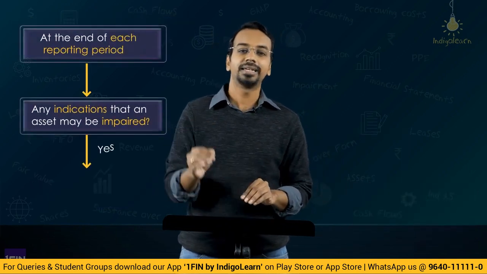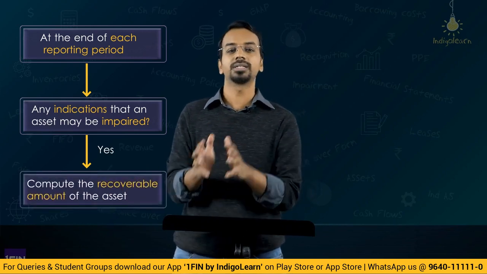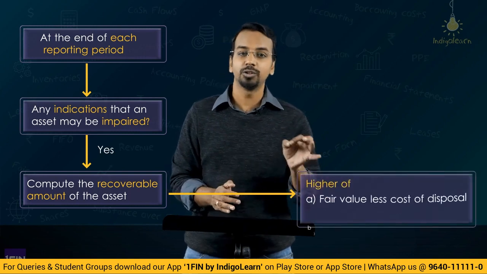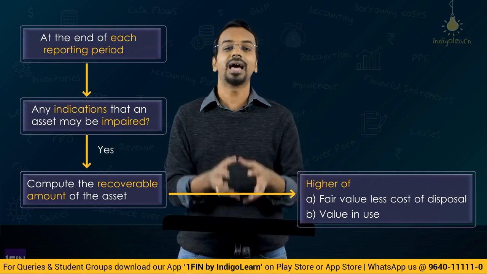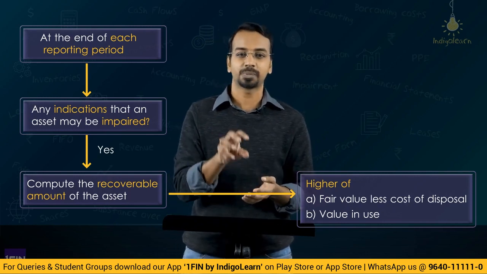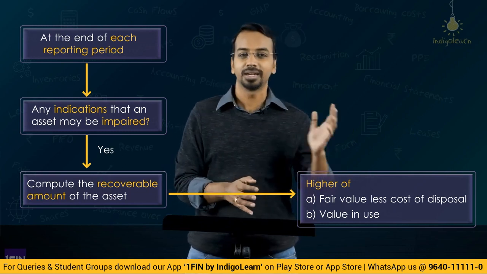If there are indicators of impairment, then the entity is required to estimate recoverable amount. What is recoverable amount? Recoverable amount is higher of value in use and fair value less cost of disposal. What is value in use? Value in use is the present value of cash flows that the entity is expected to generate from use of the asset and ultimate disposal.